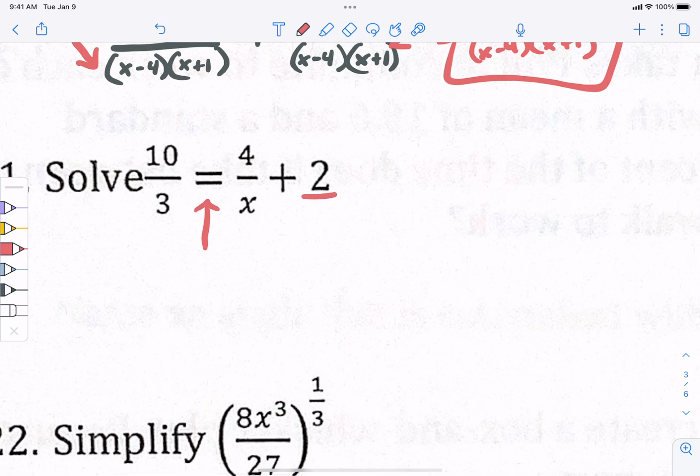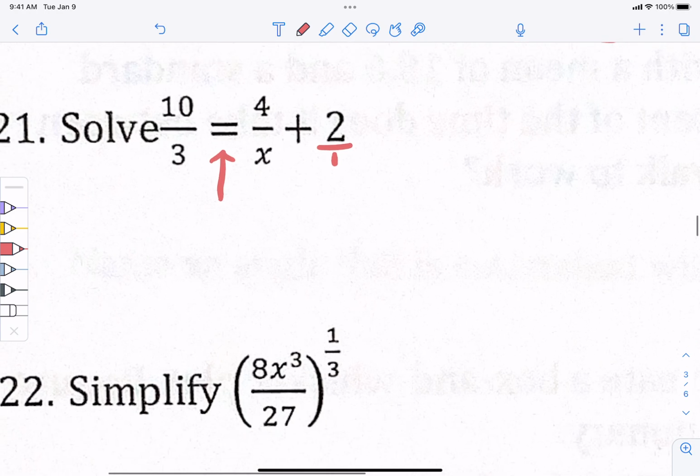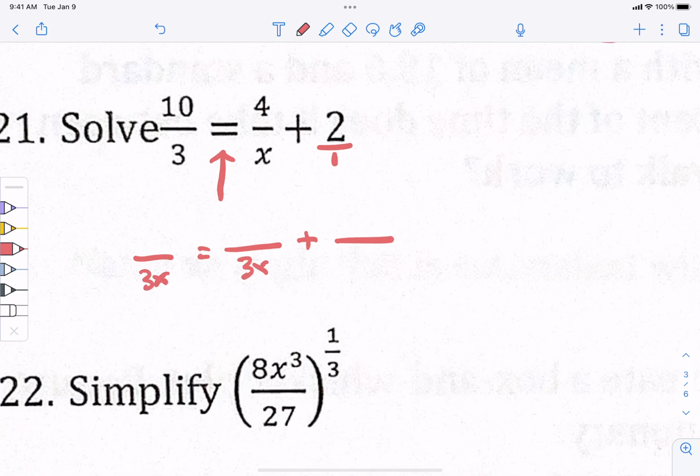And this is 2 over 1, right? So I have 3x and 1. What's your common denominator going to be? 3x, right? So I'm going to use 3x and 3x and 3x, like this. And I've got 10, and I've got 4, and I've got 2. And then I multiply by what they need. So looking at the 10, what does he need to be multiplied by? X.